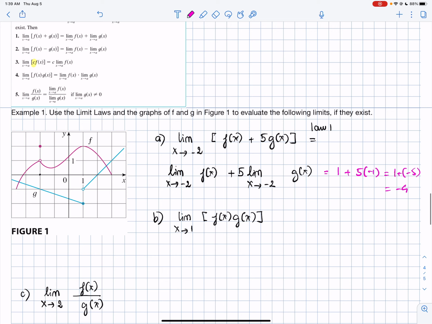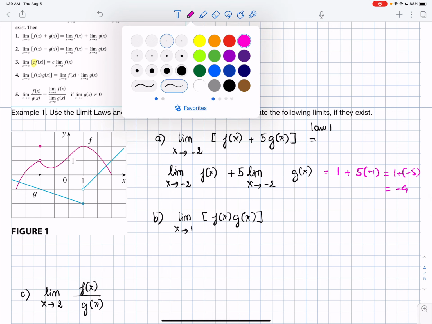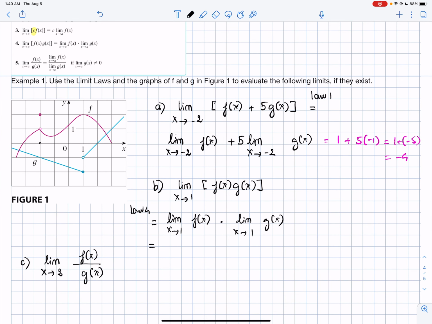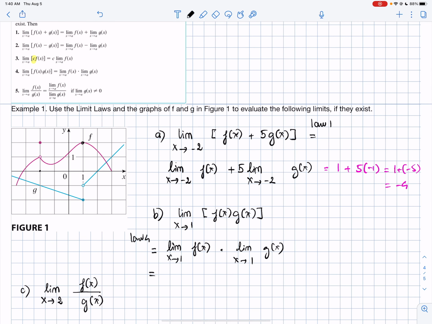In example B, we have the multiplication. So we will apply law 4. So the limit when x approaches 1 of f of x multiplied by the limit when x approaches 1 of g of x. So we have 1 right here. When we approach the right side or the left side of f of x, it gives us the same number, and it gives us 2.